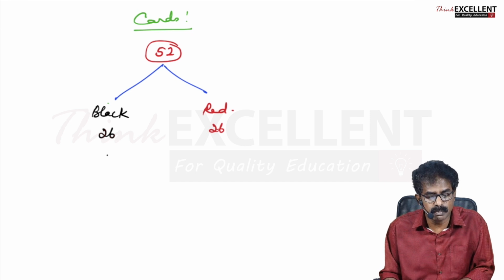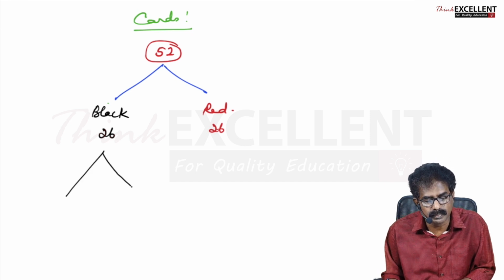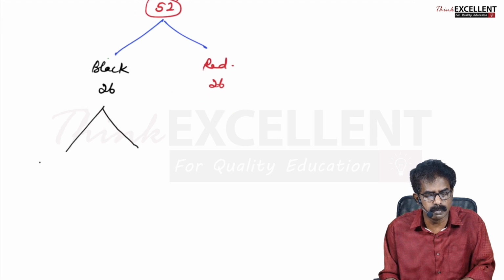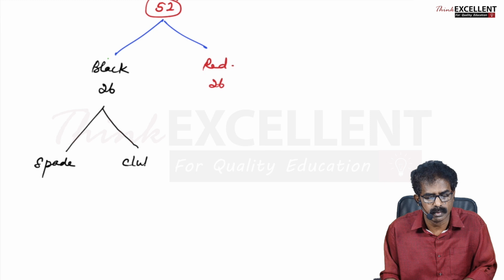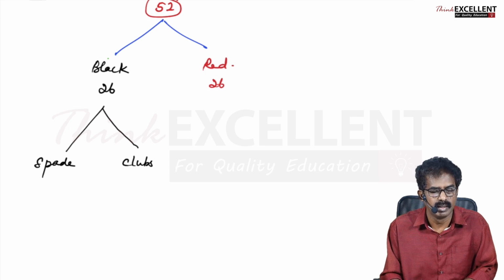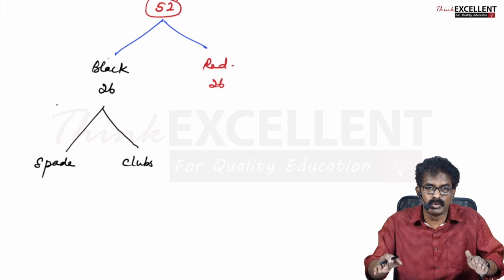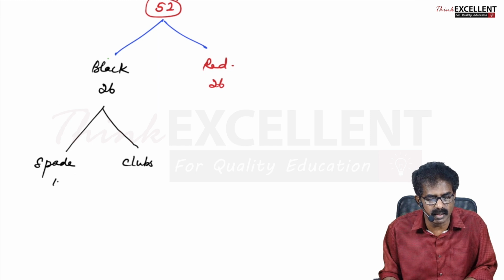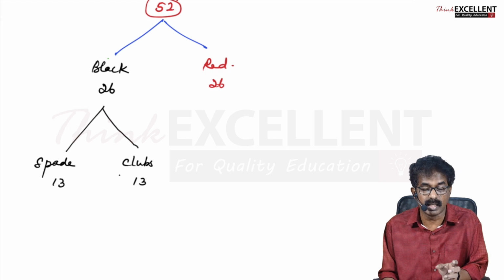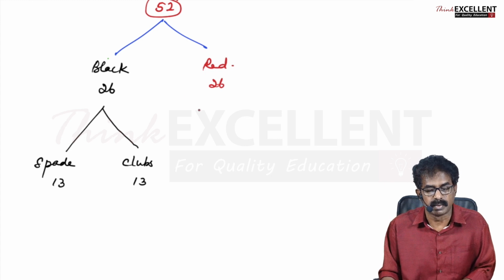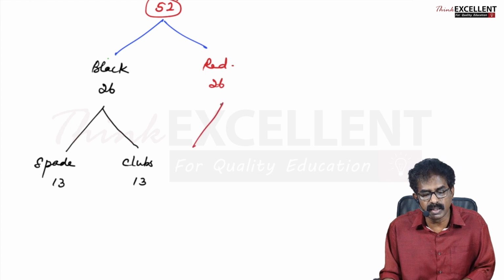Okay, now there are 26 black cards. In those 26 black cards, we have 2 types. One is spade. Another one is clubs, or clover, something. Okay. So that 26 we divide into 2. So each contains 13 cards. Spade, there are 13 spade cards, and clubs, there are 13 clubs cards. And the 26 red cards also we divide into 2. So one is hearts, another one is diamond.